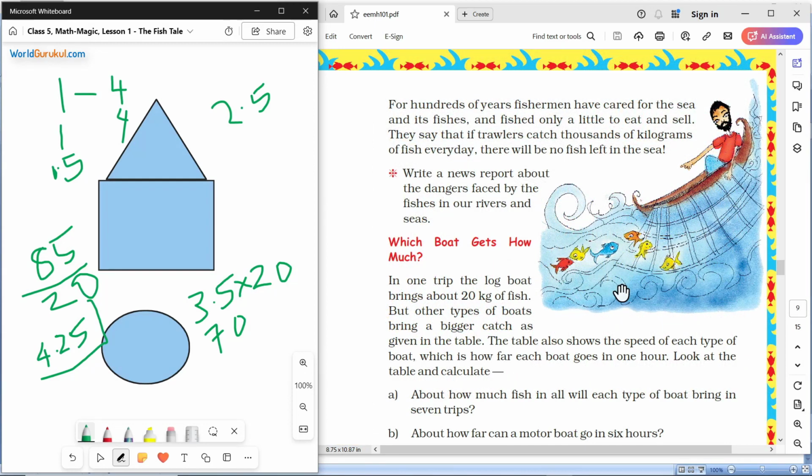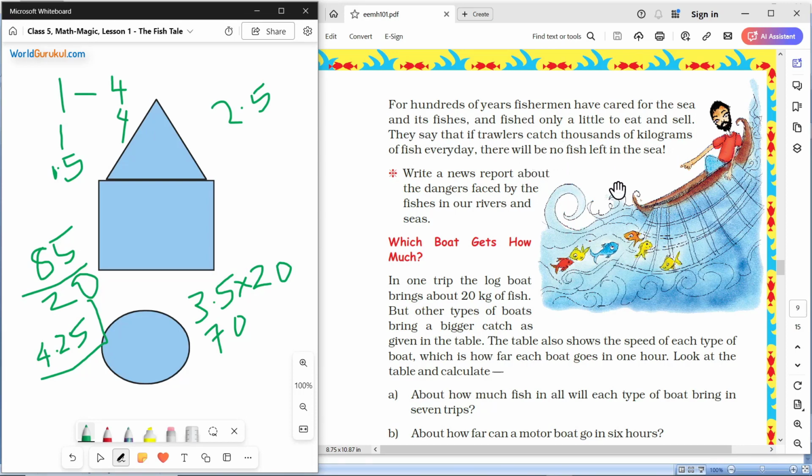These nets have holes and they catch only the bigger fish, and the smaller ones go out through the holes, right? As they are not very useful, and when they go next time, they will have grown up and that will be useful, right? If we take out everything, there will be no fish left in the sea.